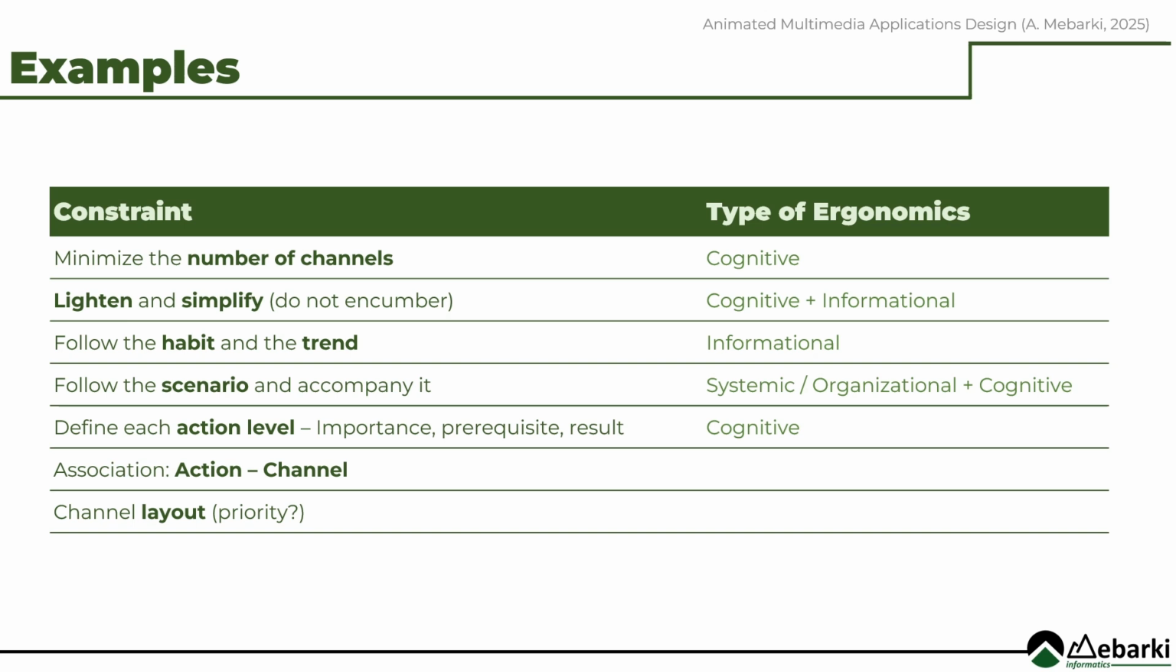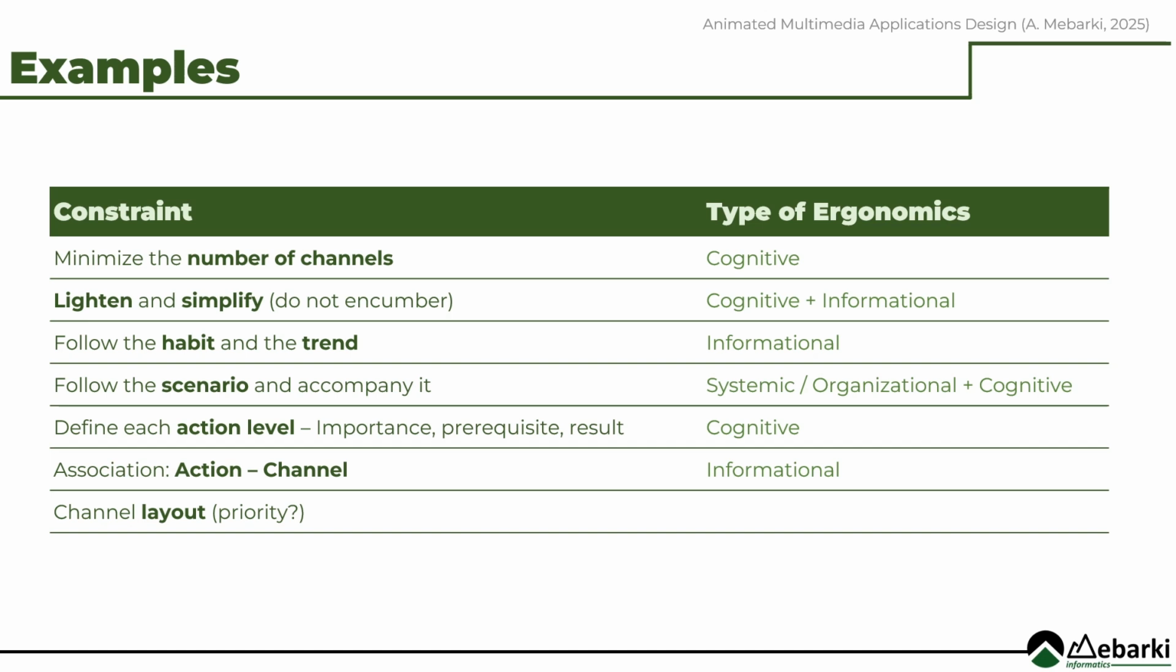Sixth, association, action, channel. Informational ergonomics. This constraint ensures that each action, for example, select, validate, cancel, is transmitted through the most appropriate communication channel, visual cue, sound, or tactile feedback. It improves consistency and multimodal coherence.